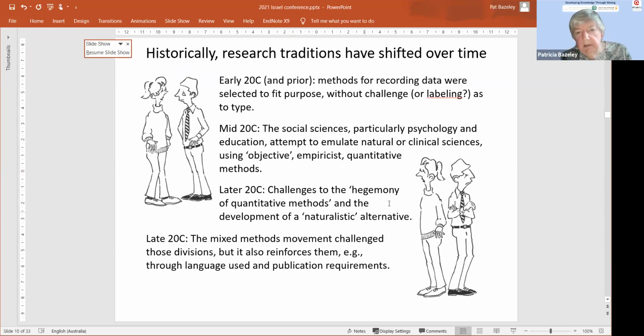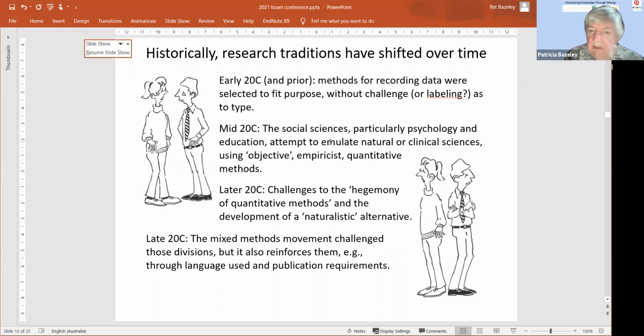If we look historically, research traditions have shifted over time. And so in earlier times, methods for recording data were just selected to fit purpose. And they weren't necessarily challenged as to type. There certainly wasn't a sense that you had to fit within a quantitative paradigm, or you had to fit within a qualitative approach. It was a pattern of selecting data according to what was needed.